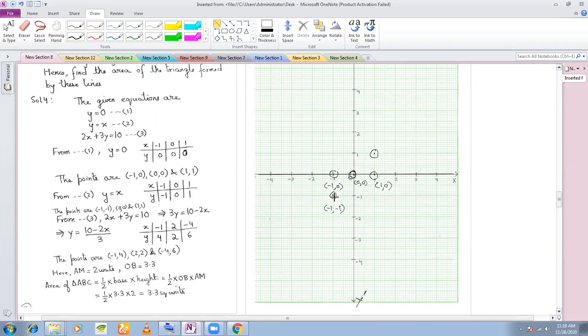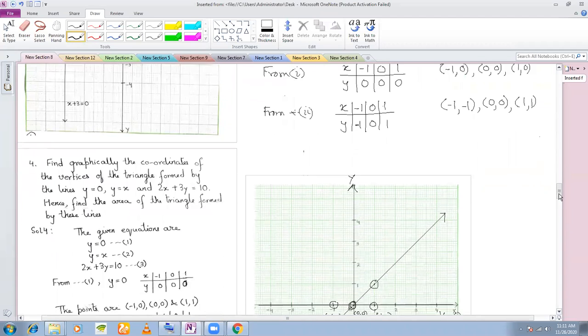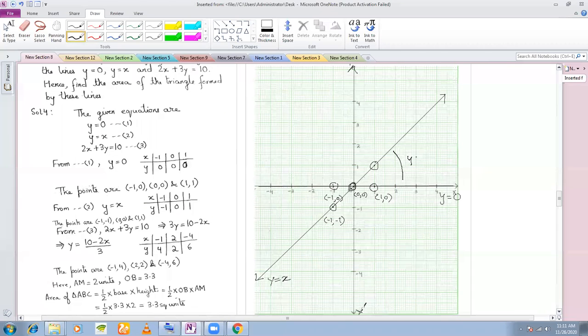So now you join these 3 points with the help of a scale and extend it. Okay, so this is your y is equal to x. Write the equation also here. This is your line y is equal to x. This is your line y is equal to 0, the x-axis, that we just drew. What is special about the line y is equal to x is that this line will make an angle of 45 degree with the x-axis, and it will also make an angle of 45 degree with the y-axis. That is special about the line. Remember the line y is equal to x.